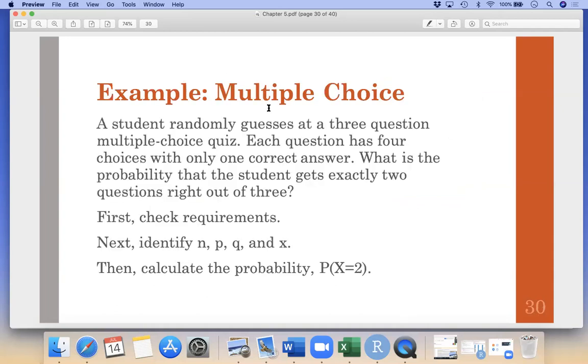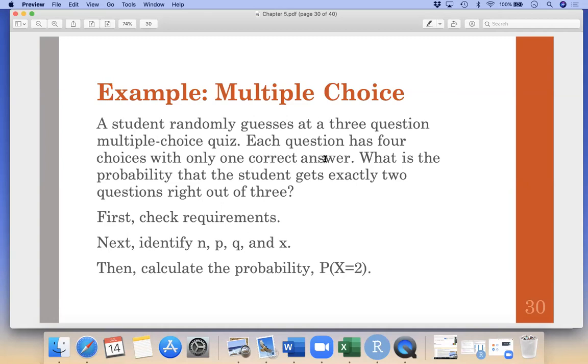Now we have an example, multiple choice. I will show you how to use the binomial distribution formula. First, read the question. A student randomly guesses at a three question multiple choice quiz. So we have a quiz. It has three questions. That means n should be 3. Then each and every question has four choices. Out of four answers, we have only one correct answer.